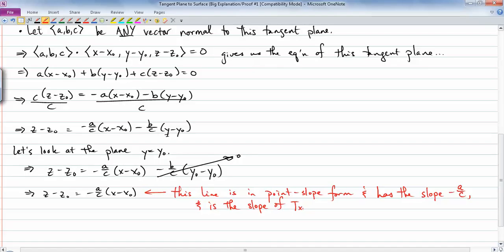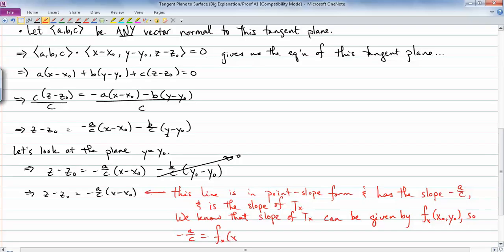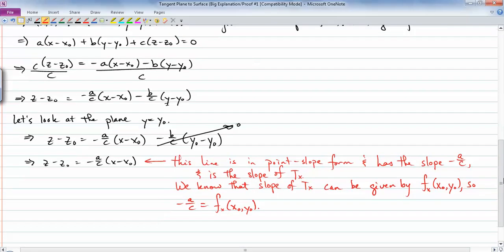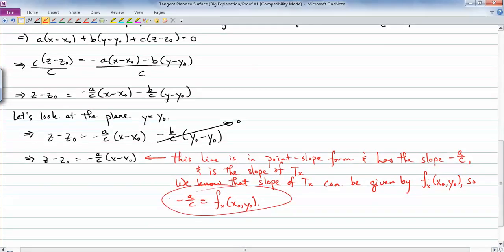Right? So we know that the slope of t sub x can be given by the partial derivative of f in the direction of x when we plug in x naught and y naught. So negative a over c is the same thing as f sub x when I plug in x naught, y naught. Okay, so here's the substitution that we're going to use.